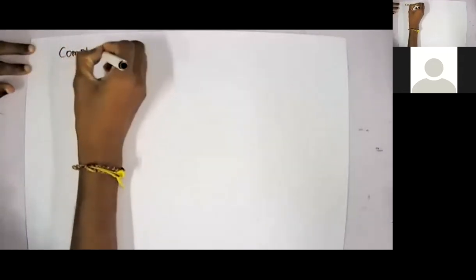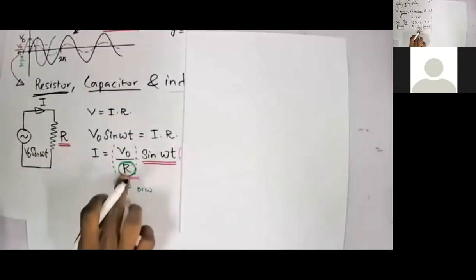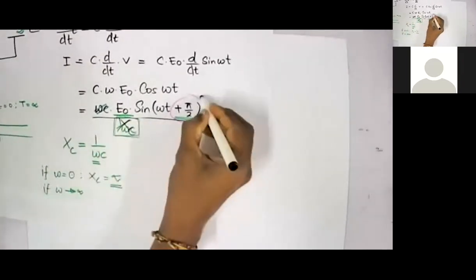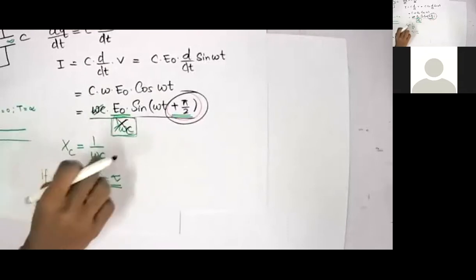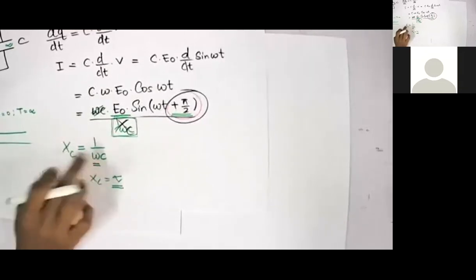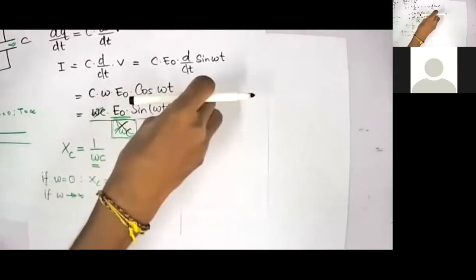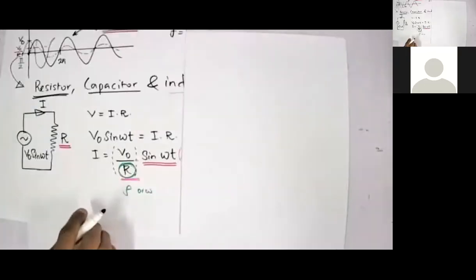Complex number notation of inductance and reactance. See here, instead of R, we have omega C. We have XC. I would say this as XC. But we have another pi by 2 here, a pi by 2 phase shift. So this variable is not enough. We also need another representative method to include the phase as well. That's why we are moving towards complex numbers.